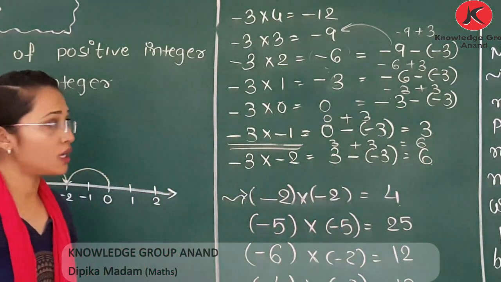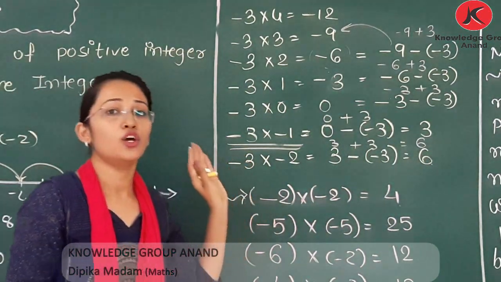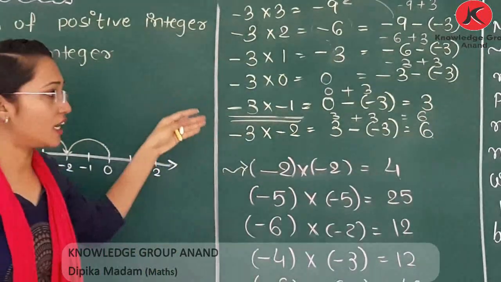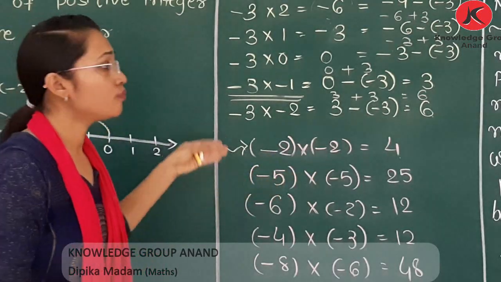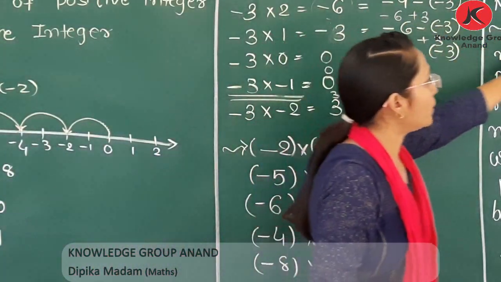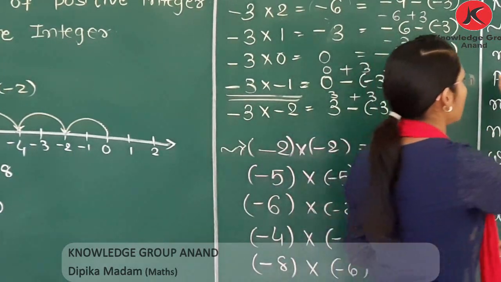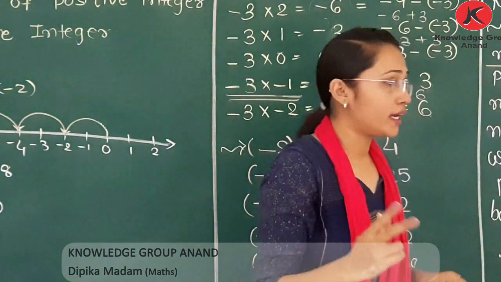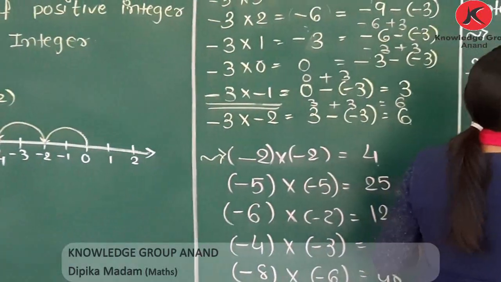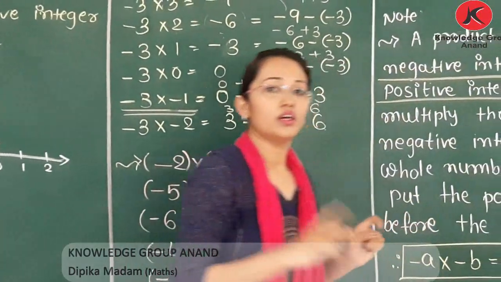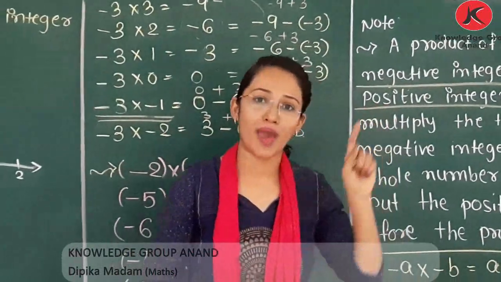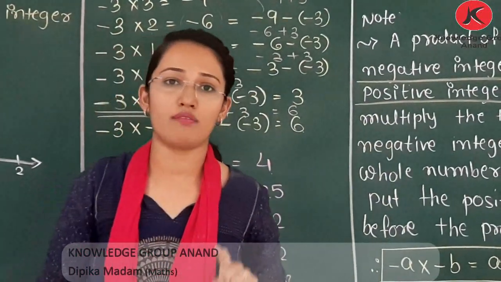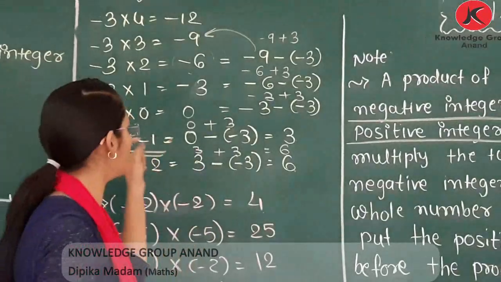What you have to remember: if you don't remember this series, it doesn't matter. This is only to show the pattern, the pattern by which the multiplication answers come. But what you have to remember is given in a note: the product of two negative integers is a positive integer. If there are two negative integers in a product, the answer is positive. If both integers are negative, what is the answer? Positive.